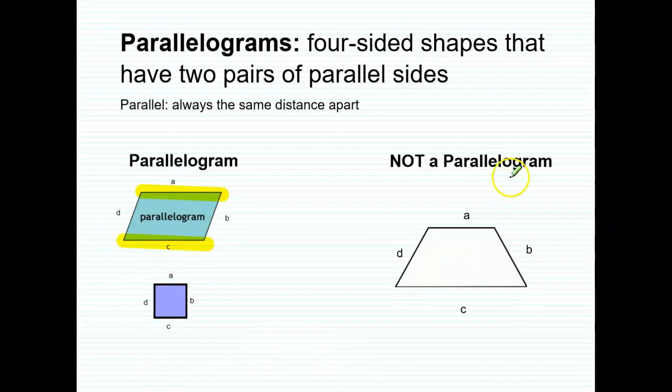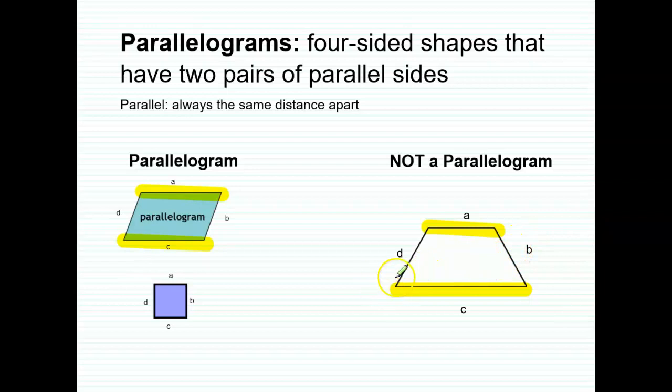This shape is not a parallelogram. You might be thinking, but Mrs. Moore, it does have some parallel sides. Well, you're right. A has a parallel partner. What is A's parallel partner? C. Look, C is going the exact same direction as A. You're right that there is a pair of parallel sides. A and C are parallel, but D and B are not parallel.